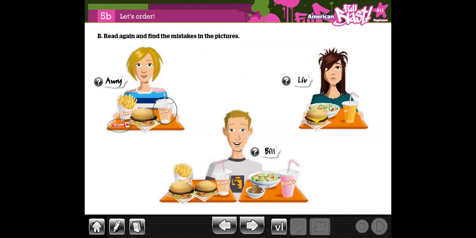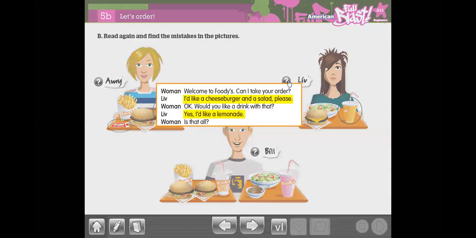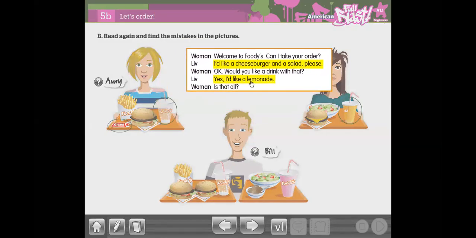Next, what about Leaf? What is incorrect in this picture? La bebida. Ella pidió lemonade. Salad, burger, lemonade. Salad, it's okay? Yes. Burger, is okay? Yes. This is incorrect. Is this an orange juice or lemonade? Lemonade. This is an orange juice.